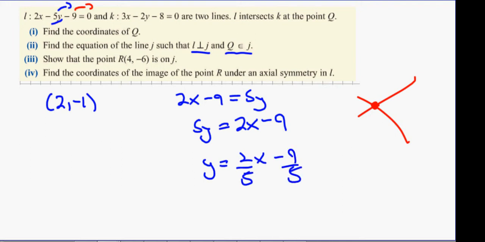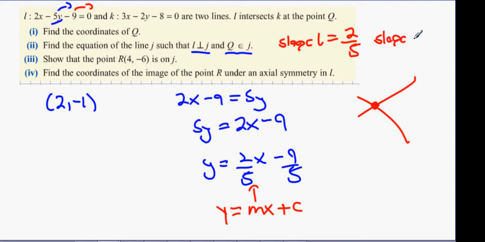And this mimics the formula y equals mx plus c. M is the slope. It's the number that comes in front of the x value. The slope of L is equal to 2 over 5. If you have a line that's perpendicular to that slope, you turn it upside down and change the sign. Therefore, the slope of J has to be minus 5 over 2. A lot of minus signs went astray in that question. You've got to keep an eye out for them.